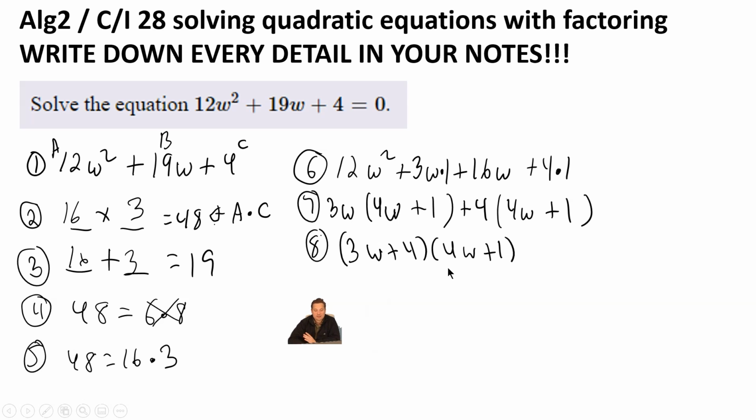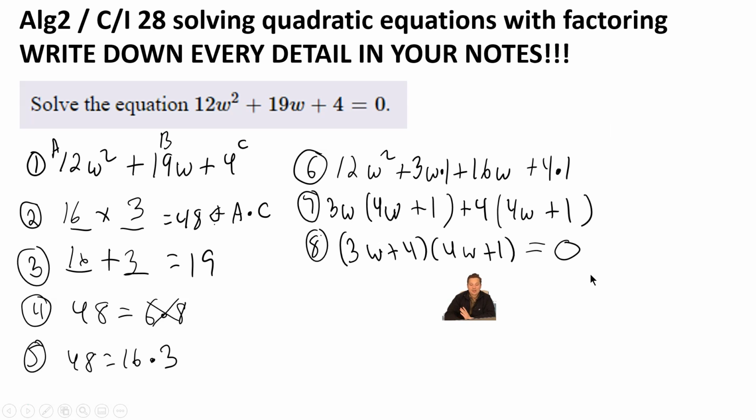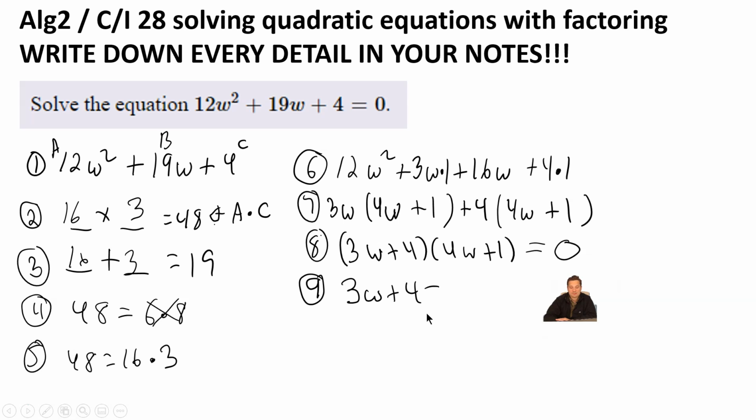And remember that while this is just the fairly sophisticated factorization step, up here I have 12w squared plus 19w plus 4 equals 0. So now I've taken the left side and I've factored it. I need to keep this thing set equal to 0. So I'm going to put here equals 0, like that. And then just take each quantity within parentheses. 3w plus 4, set that equal to 0. And then 4w plus 1, set that equal to 0 individually. So when I do that, I'll have the following. Step 9. It's going to give me 3w plus 4 equals 0.